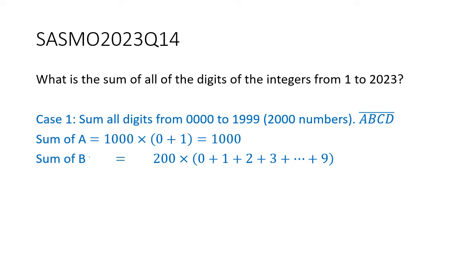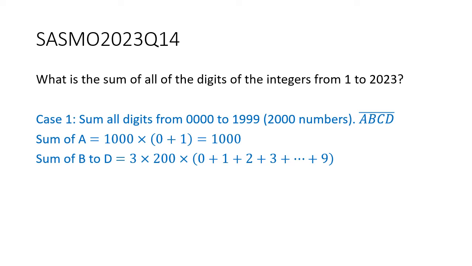Now, this means that the sum of all the digits in the hundreds place will be 200 times 1 plus 2 plus 3 all the way to plus 9. And this is just a simple arithmetic progression that adds up to 45. But we can just multiply this result by 3 because the sum of all the digits in the hundreds place is also equal to the sum of digits in the tens place and the ones place.